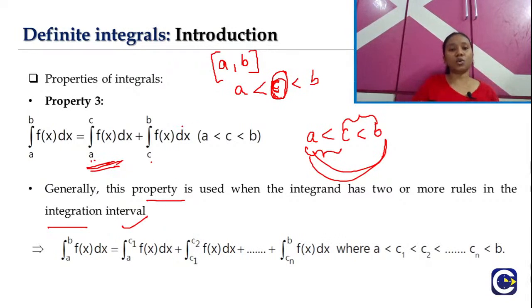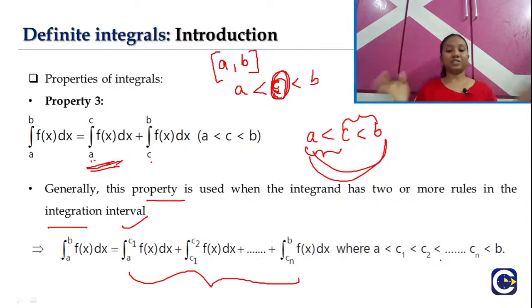You can see here we have taken only one c value. Like that, you can take any number of c values in between the limits a and b, and you can split the integral in this way. That is, if my integral is from the limits a to b, integration of function f of x dx from limit a to b, this can be written as integration of a to c1, then c1 to c2, c2 to c3, until whatever number of values I have taken in between my two limits a and b. So this is my third property of the integrals here, right?